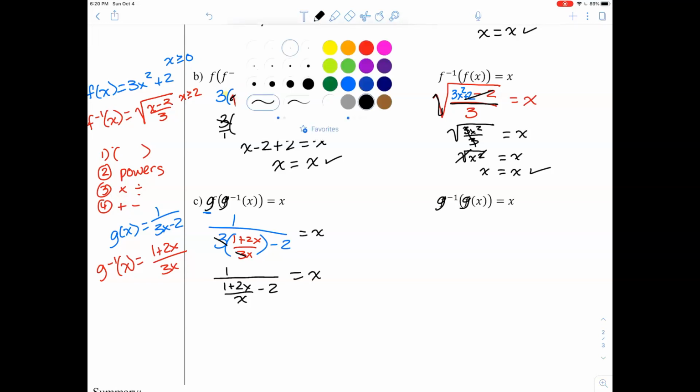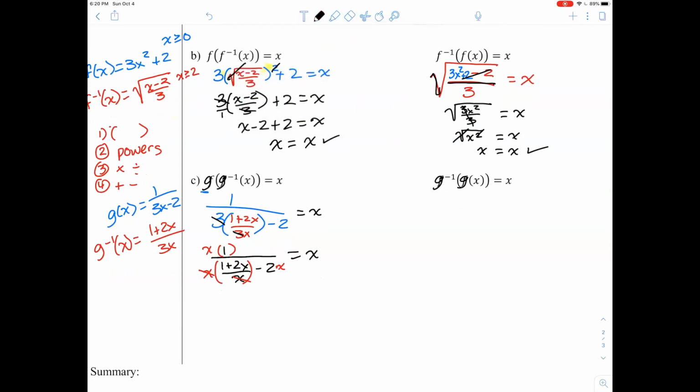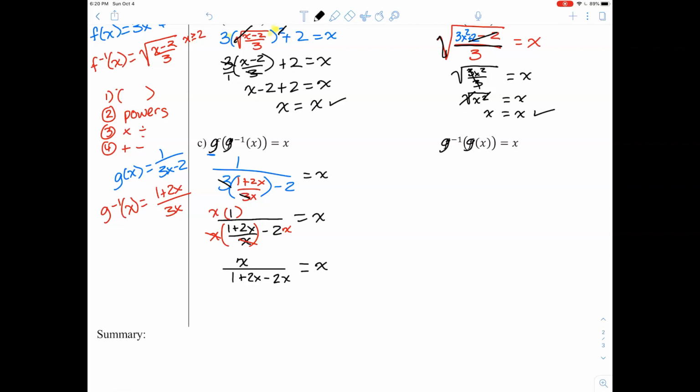Okay, so we're going to multiply this times x, we're going to multiply this times x, so we're going to multiply that times x so that we can go like this, and that looks a bit better. That'll cancel some things out. So here we have x over 1 plus 2x minus 2x equals x. And then we can simplify now what's on the bottom. Those two x's cancel out, leaving us with x over 1 equals x. And so finished up, x equals x.